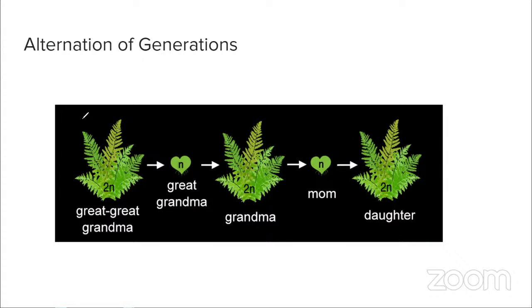So we're talking about the fact that these two things might appear as different plants. They are technically kind of different individuals, right? And this is an apomorphy of plants, basically just alternation of generations, where we go from a diploid generation to a haploid generation, back to a diploid generation, back and forth.